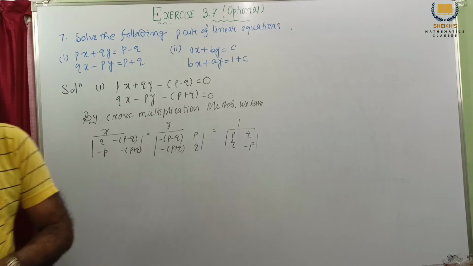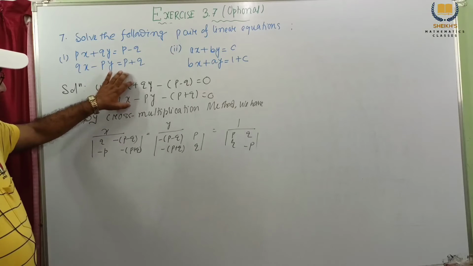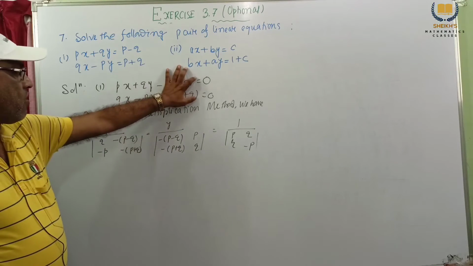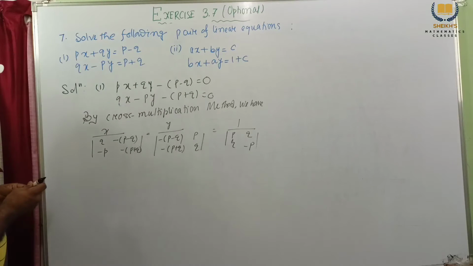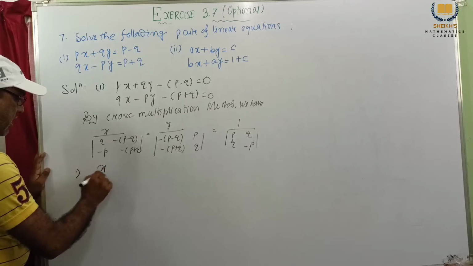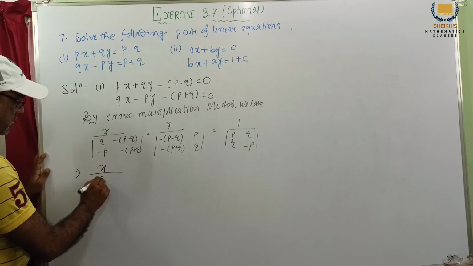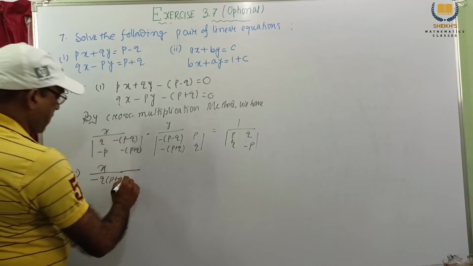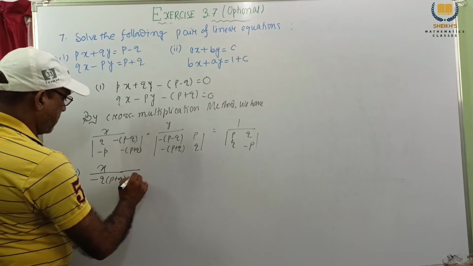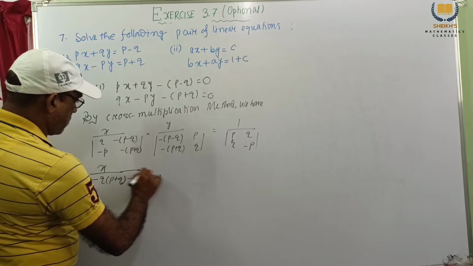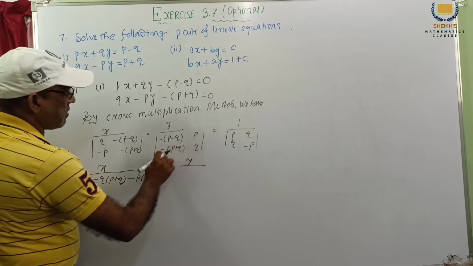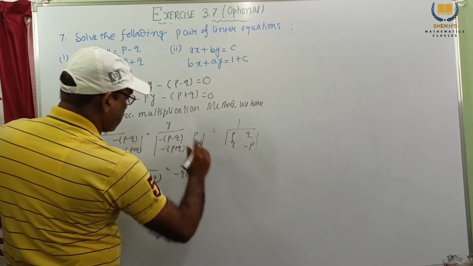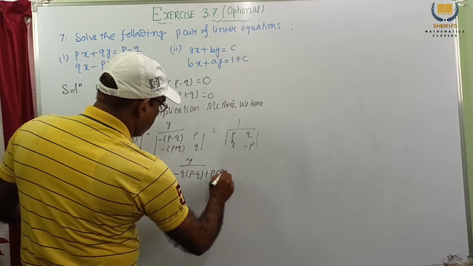So this is our cross multiplication method. When you take x, this we write. Y, this cancels, this and this we write. And 1, then this. So this implies x: q into this minus q into p plus q, and minus plus, but the middle sign is minus, p into p minus q. Y: this into this minus this into this, minus q into p minus q, minus plus, p into p plus q.